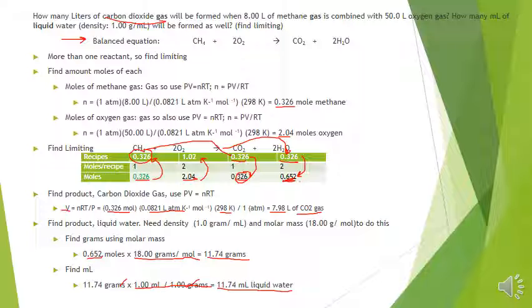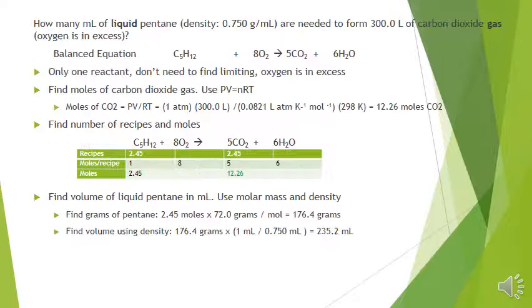Okay, notice the theme here. The theme is if you have more than one reactant, you always need to find moles, and then you need to find out which one is going to give you the least amount of recipes, and then determine how much product you make, moles of product, and then from moles of product you figure out whatever we measure: solid, liquid, concentration, or gas.